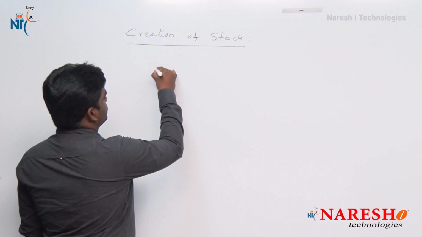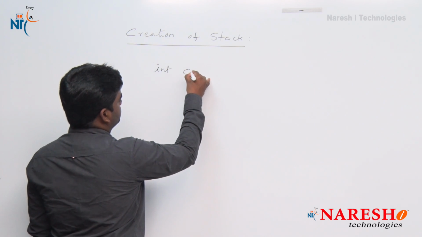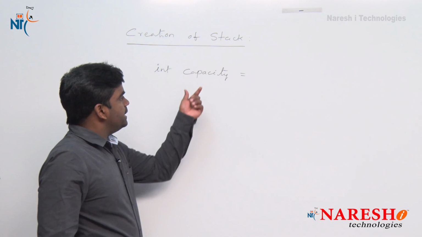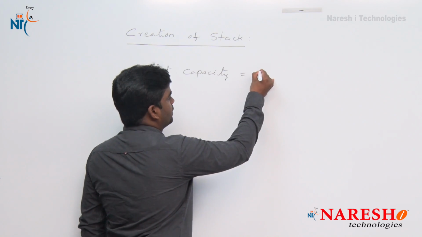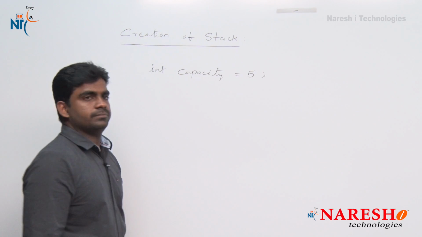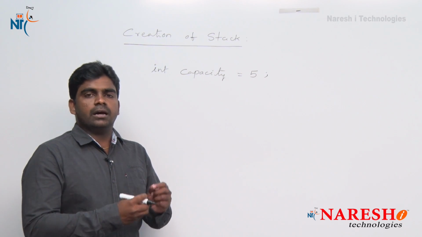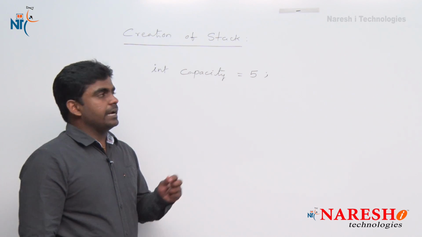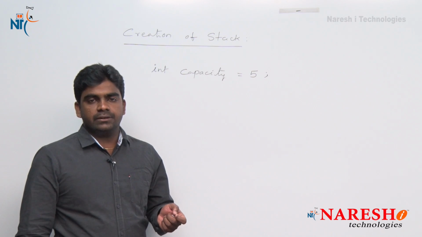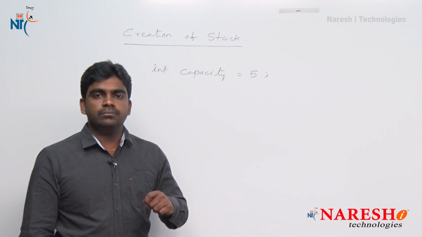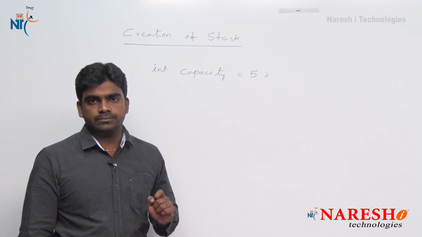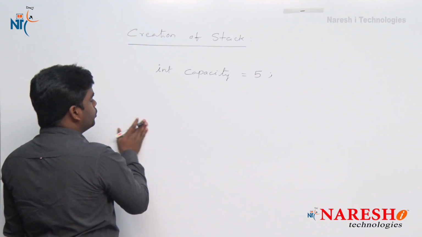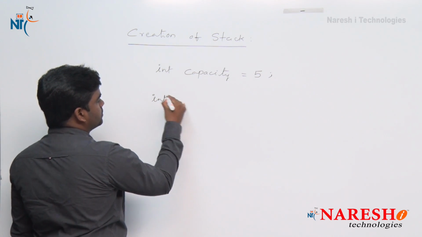Initially, suppose we are declaring one variable, capacity. Any capacity you can give, so that is 5. In the main method, either locally you can declare or globally we can declare. Mostly variables we are declaring globally only, the reason being we are accessing the stack from different functions in the program.